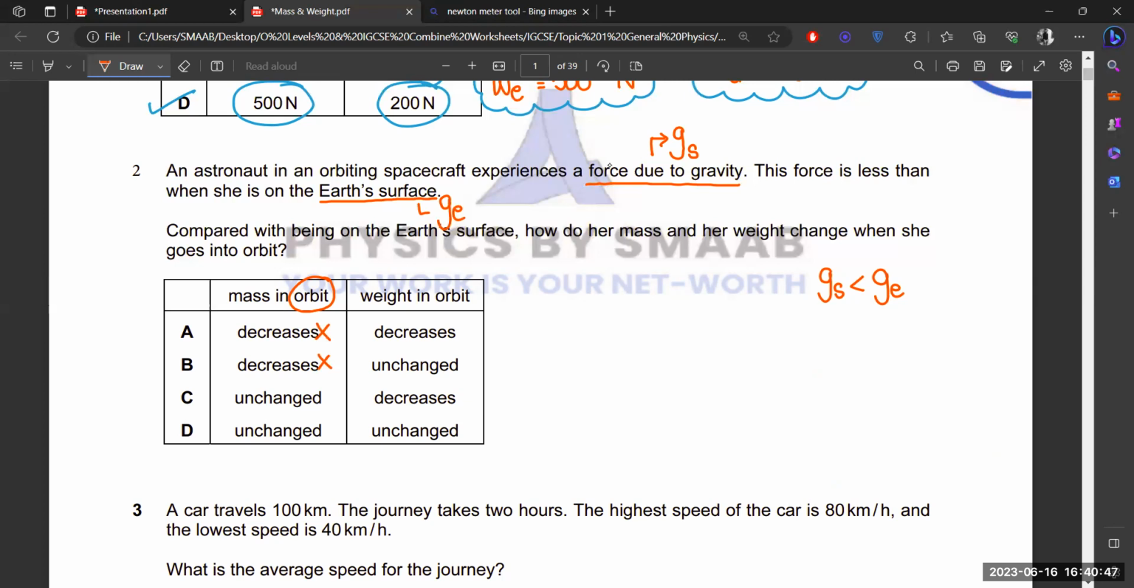And if we talk about the weight, when we are moving from Earth to the spacecraft, will our weight increase or decrease? It will increase. But according to the question, they mentioned that the value of g is less than when she is on Earth's surface, so it decreases. It means that the gravitational pull of the spacecraft is less than the gravity of the Earth's surface, right? So while we are moving from Earth to the spacecraft, the weight will decrease, but mass remains same. So option C, right?